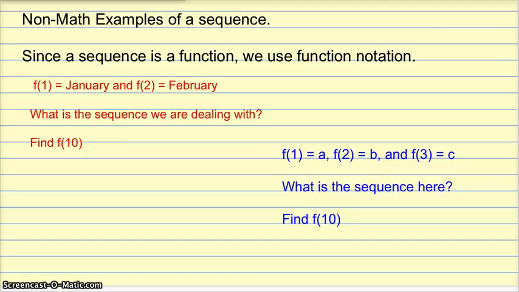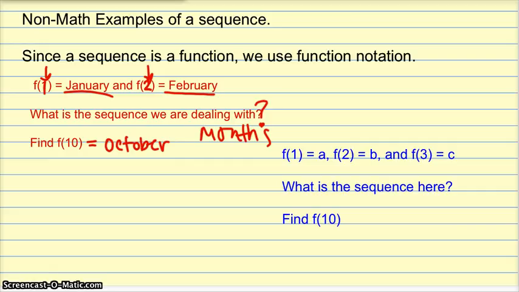Some non-math examples of a sequence, just so you can see what the mathematical definition is. Since a sequence is a function, we can use function notation. So here's a sequence where f of 1 is January, f of 2 is February. What sequence is this really dealing with? We're talking about the months. The input, the number going in, is the position. January is the first month, February is the second month. So what is f of 10? Well, it's really asking you what is the 10th month, which is October.